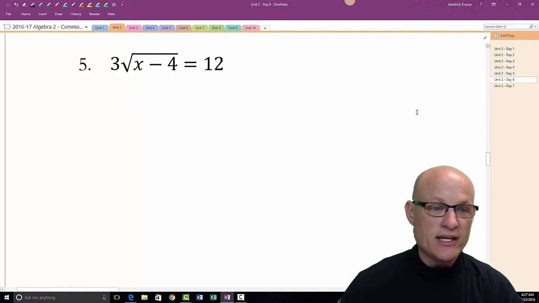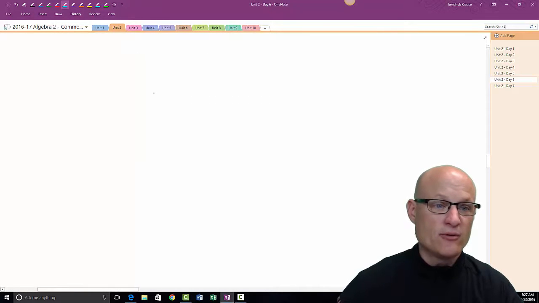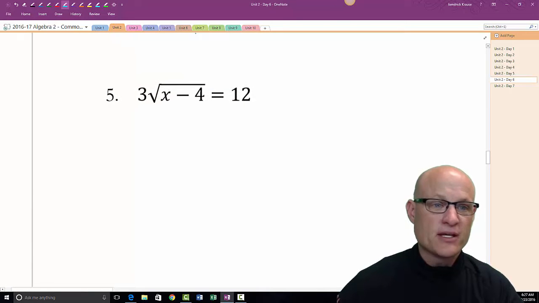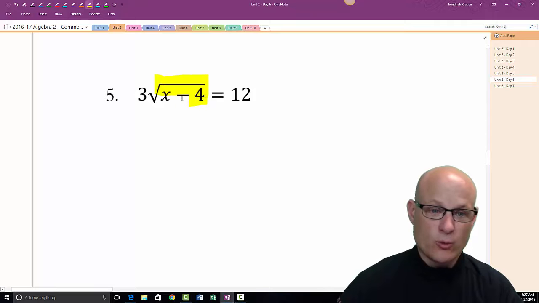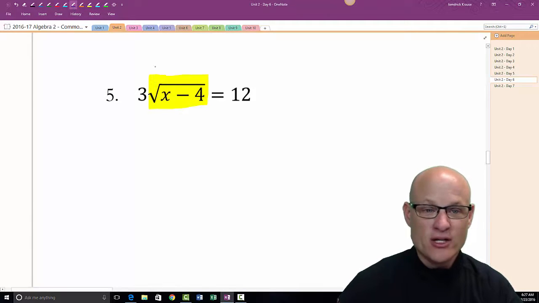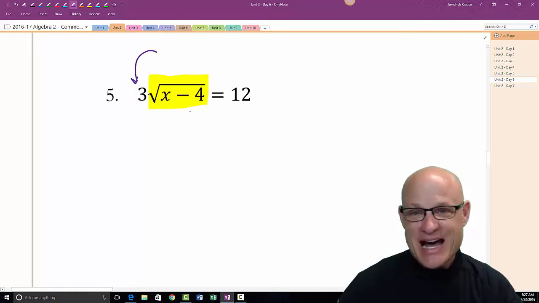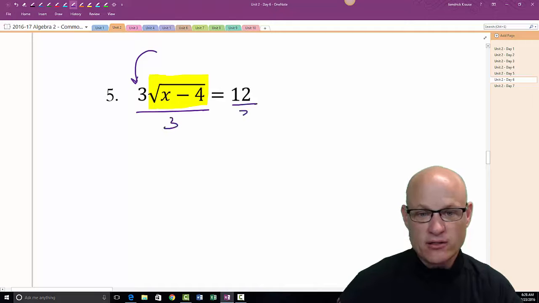All right. Is the weird thing alone? Oops, my hand just moved that. Is the weird thing alone? Well, this is the weird thing right here. That's the weird thing. We got to get the weird thing alone. So this 3 cannot stay here. It has to go. So we're going to get rid of it. Divide by 3. Divide by 3.